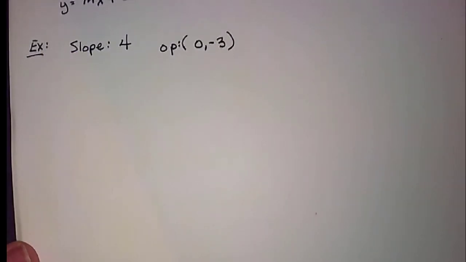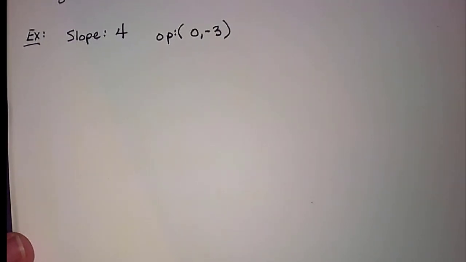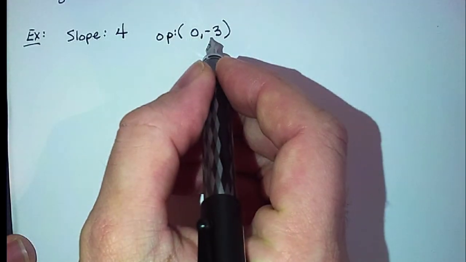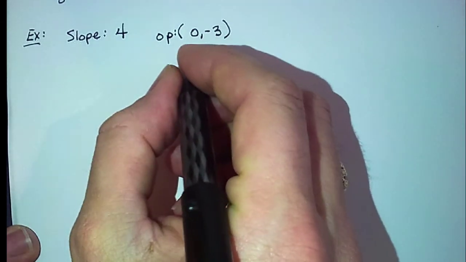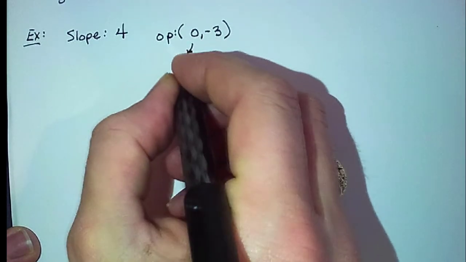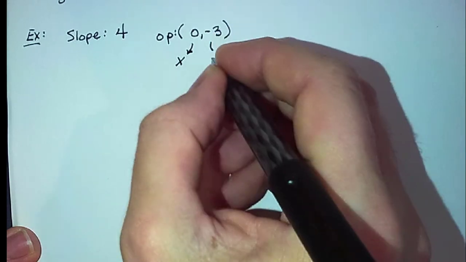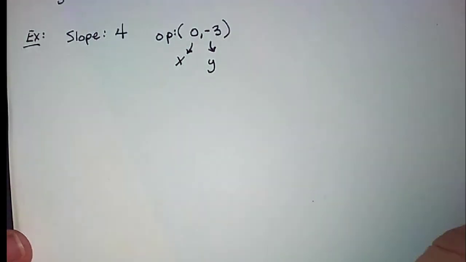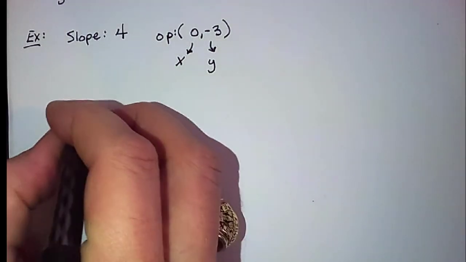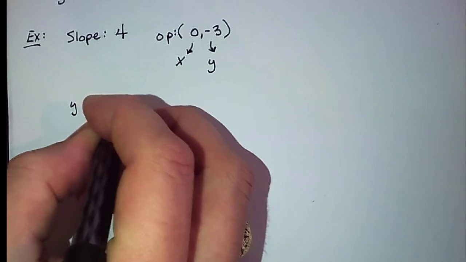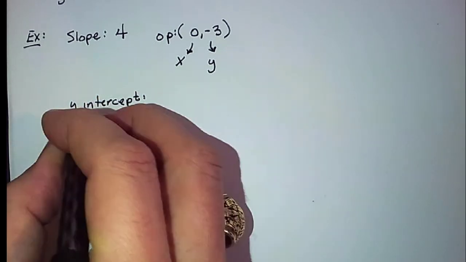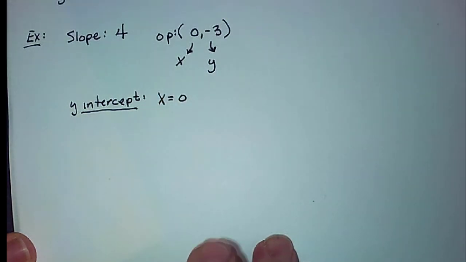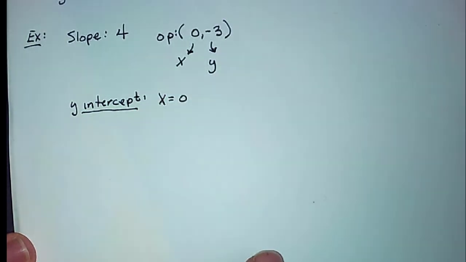Okay, my last example is going to look like this. And that is if I have a slope of 4 and I'm given an ordered pair of (0, negative 3). I want you to notice something. In this case, my x is 0 and my y is negative 3. Now, remember that my y-intercept is always the point in which the x is equal to 0, right? So here, this ordered pair is my y-intercept.